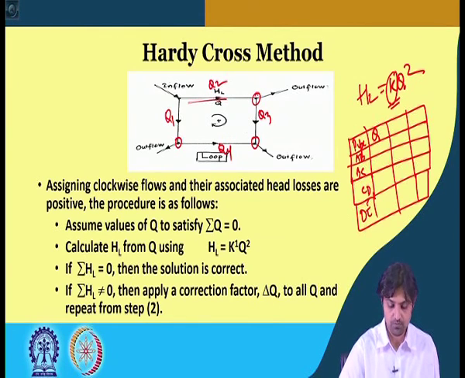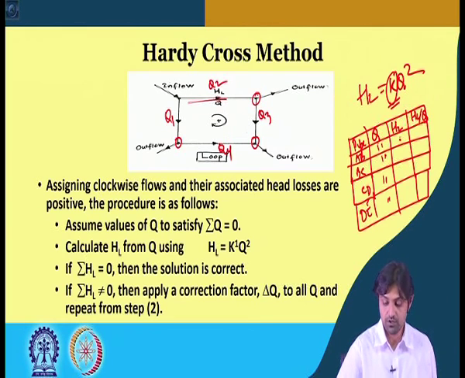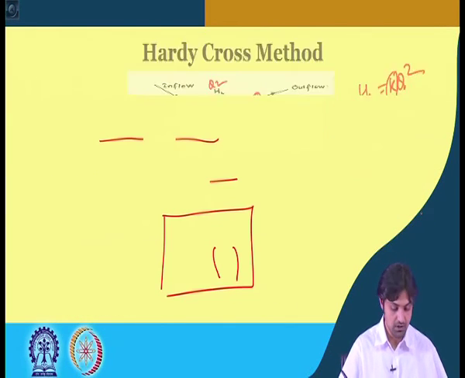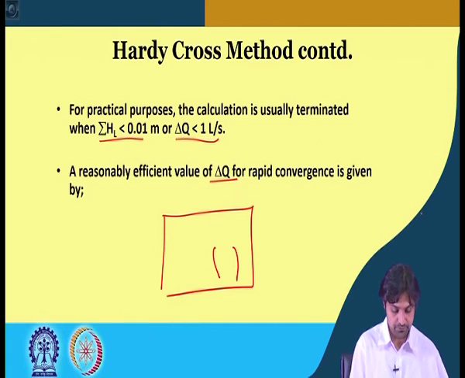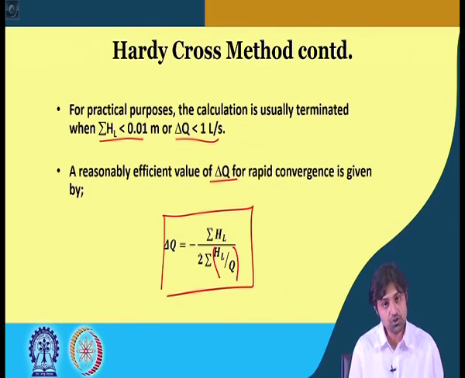Then whatever Q you have distributed, you will write it down here. You have to find HL based on this Q, and thus you also have to calculate HL by Q for each of these pipes. And do the summation here and do the summation here. You have to stop the calculation if this is very near to 0. All right, if not, then we will rely on this value of delta Q by this equation, and you will add this delta Q to each of those Qs in each pipe.